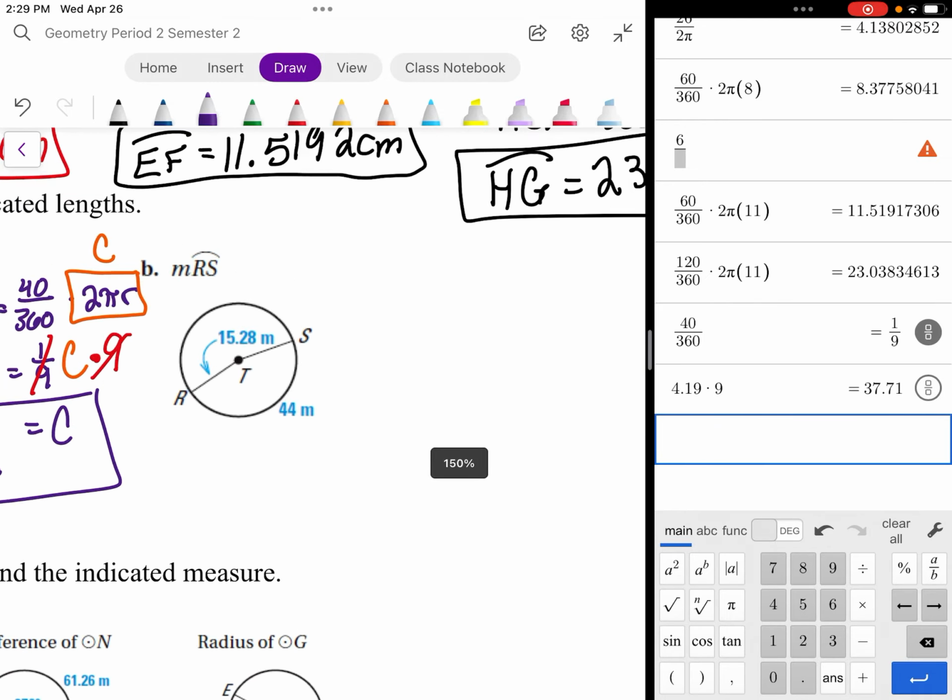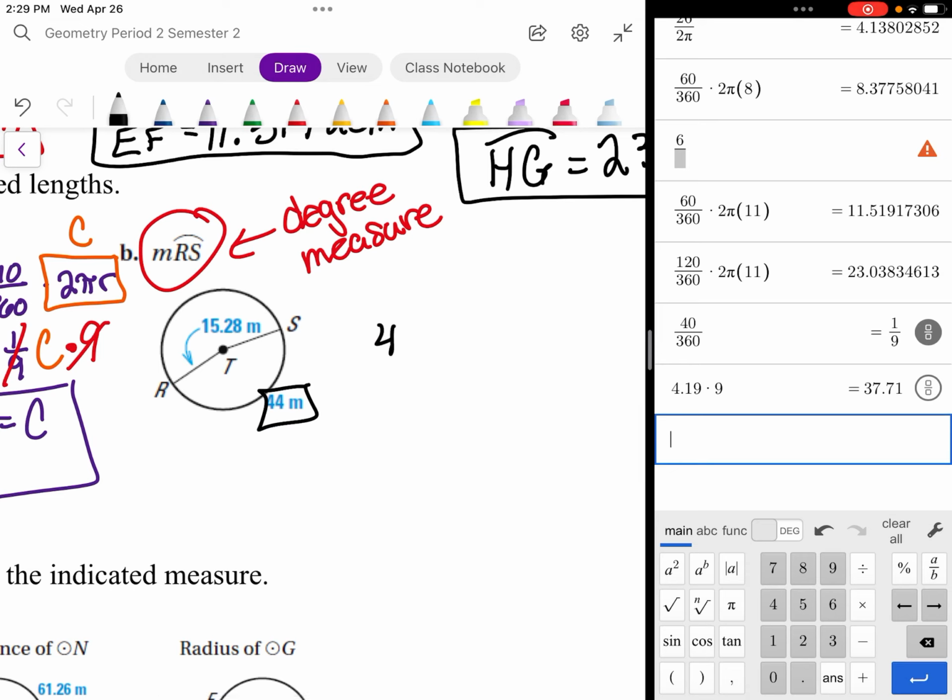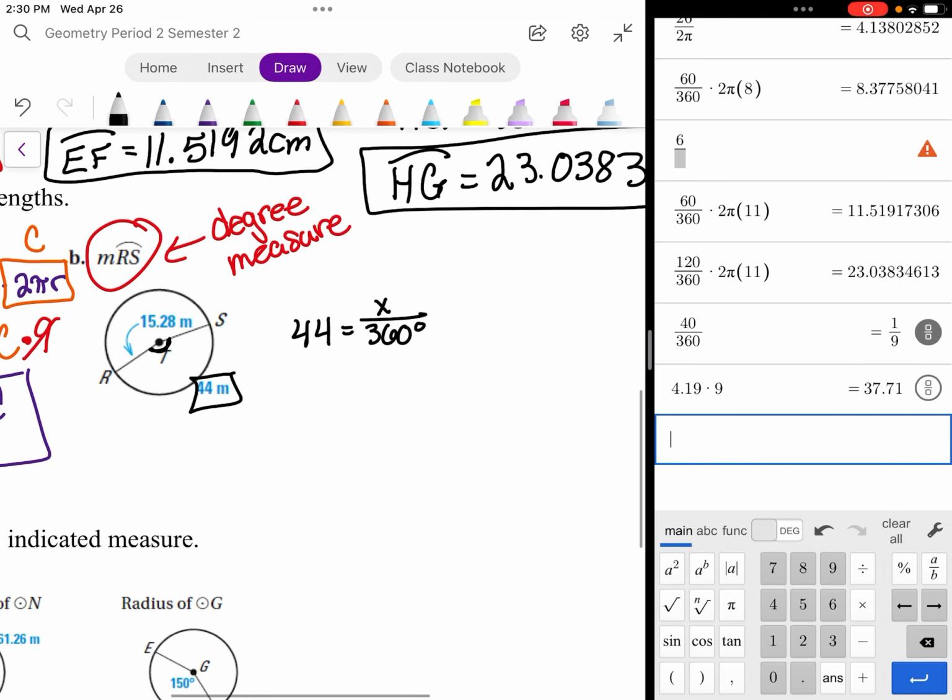So then for part B, this one wants the measure of arc RS. And when it's asking for the measure, they want the degree measure. So if we set up our equation, we know the length is 44. And we do not know this angle, which is what we need, and it's going to be over 360 degrees because the central angle is going to be equal to the measure of the arc. Then we're going to take that times 2 pi, and then our radius, they told us, was 15.28.